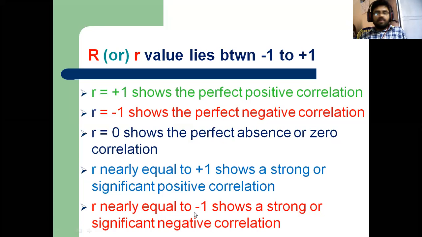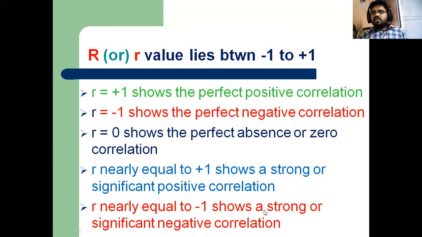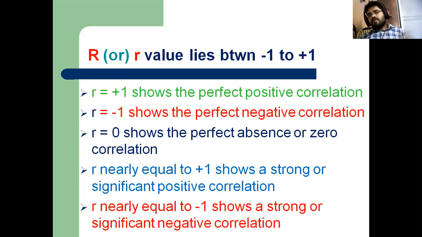Then, for example, if R is nearly equal to -1, what will happen? If the R value is negative, then it shows a strong and significant negative correlation. When minus, there is a negative correlation. If there is a plus, there is a positive. If the R value is near to -1, we can conclude that there is a strong negative correlation. For example, as I told you, when the number of hours spent watching TV, movies or some other thing increases, your grade marks are going to decrease.